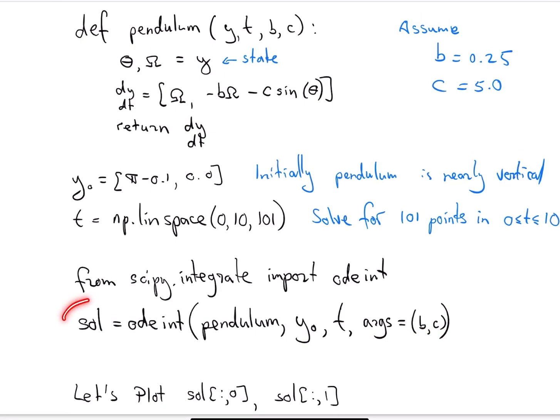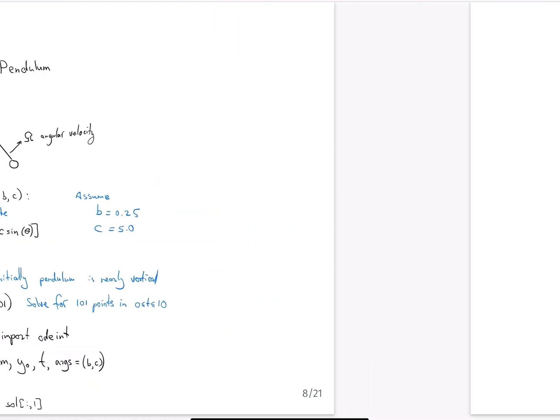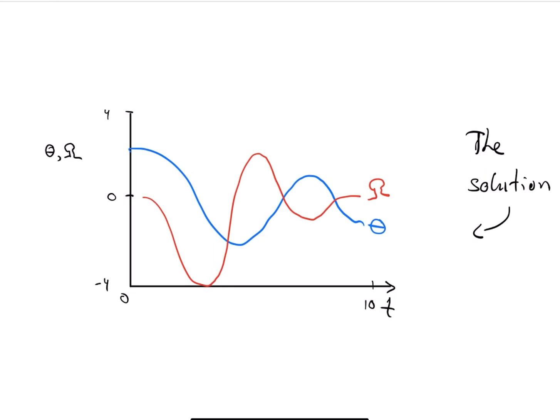Now that we solved it, we get some object called solution, and we're going to plot the first and second components of the solution. This is how the solution looks, and we can see that as time progresses, the angle starts off almost vertical and then starts deviating in one direction and another, so the pendulum is swinging. Similarly for angular velocity, it starts almost non-moving and then it starts moving in one direction and the other. And so this is the solution that allows us to get a value of the state at any point t.